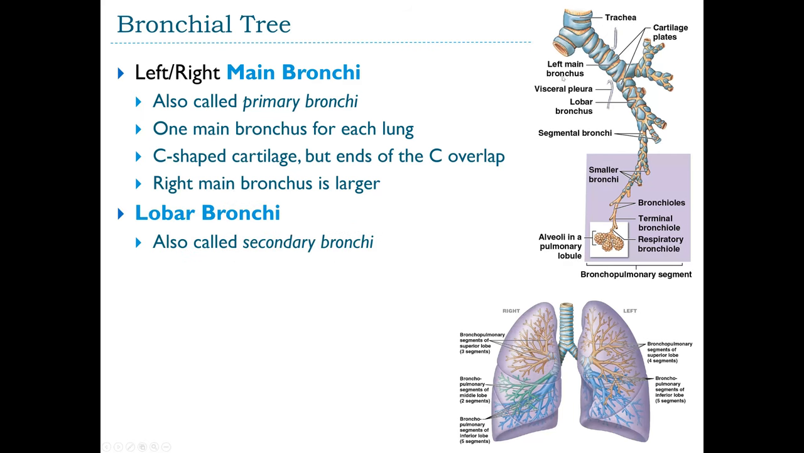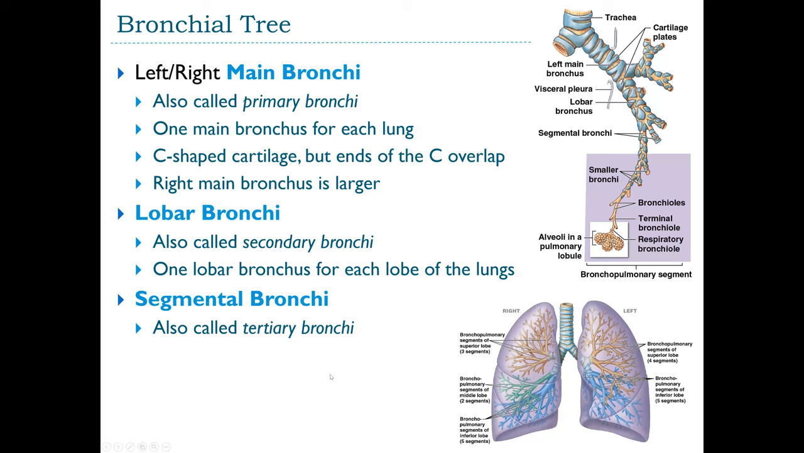So then the main bronchi divide into what are called lobar bronchi. These are also called secondary bronchi. And there is one lobar bronchus for each lobe of the lung. So on the right side, where you have three lobes, you would have three lobar bronchi. And on the left side, where you only have two lobes, you would only have two lobar bronchi.